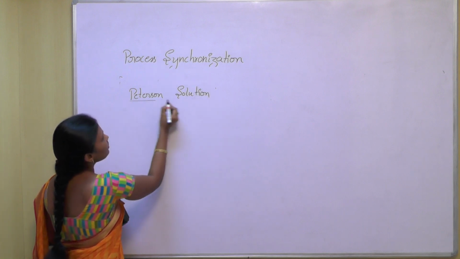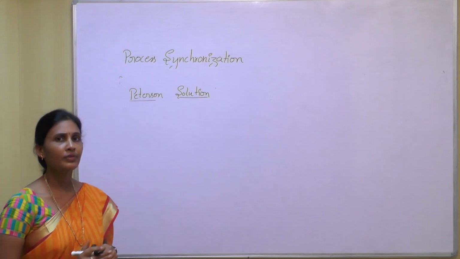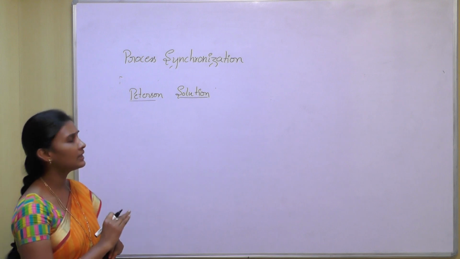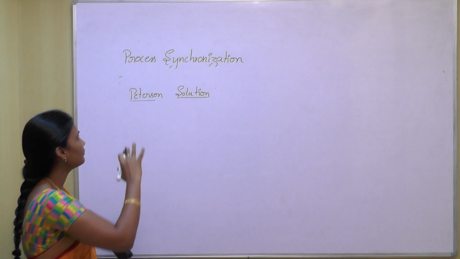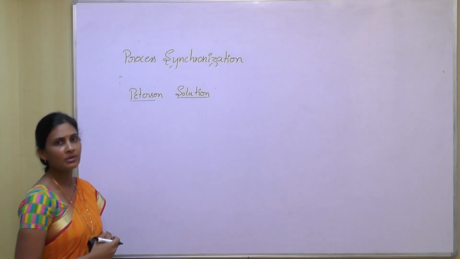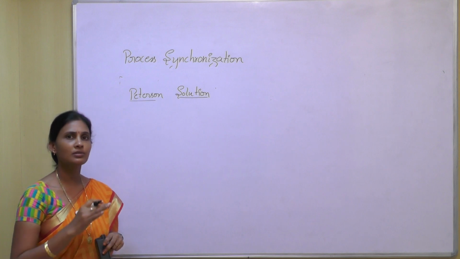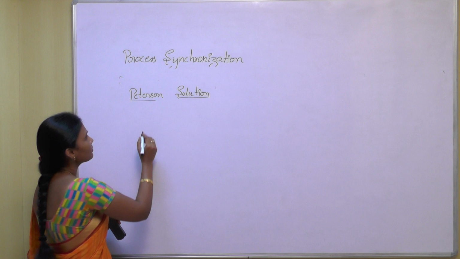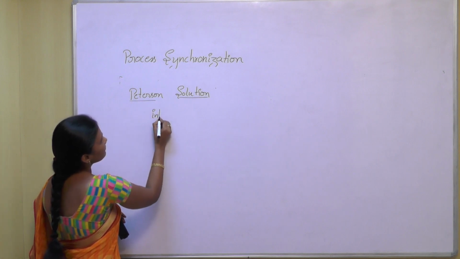Peterson's solution is a software-based solution for the critical section problem. It is limited to two processes. Here, in Peterson's solution, we first have to initialize the variables. So now consider the two variables.